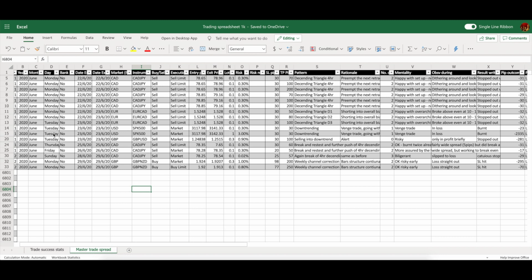Tuesday seems a bit of a 50-50 day for me, but if we then try and correlate why I lost, I was putting revenge trades on. So I'd obviously lost something, or I was annoyed with the movement, or I missed the trade, or I was late entry, or whatever it may be.